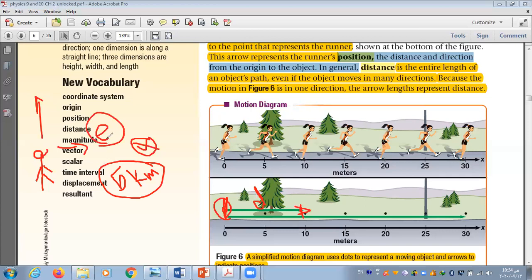And when you are telling distance and direction, what are you talking about? Position. I hope everyone now knows the difference between distance and position.